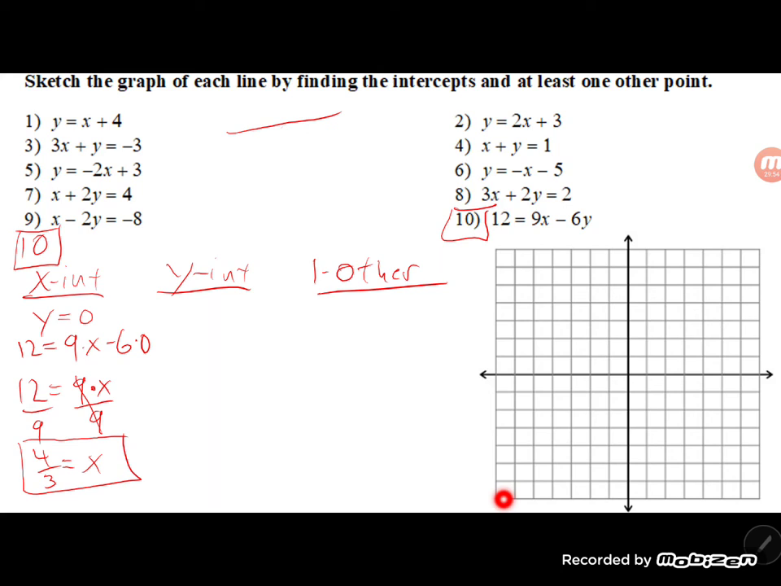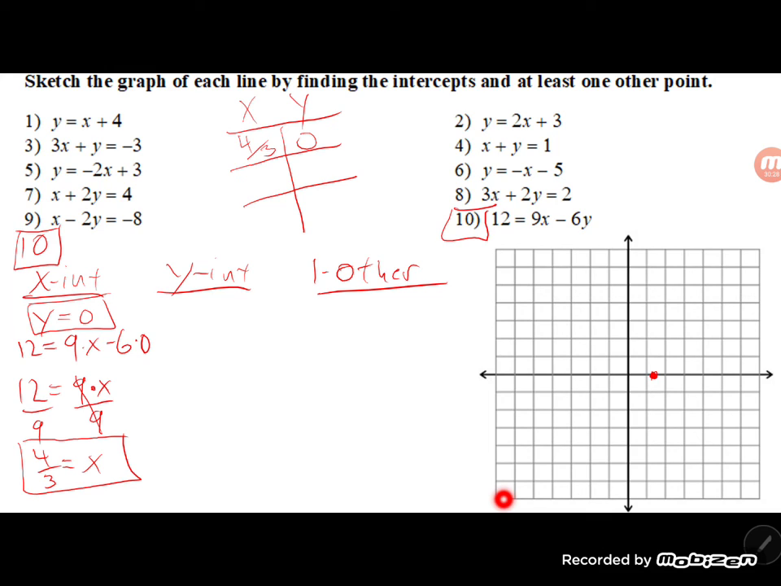I'll go ahead and start logging that into my table. So I have x, I have y, and 4/3 is x, and y was equal to 0. Okay, so I'm going to approximate over 4/3, which would be right about there. It's a little bit more than 1. It's about 1 1/3, so I'll approximate right there and go up 0, so then my point should be right about there.